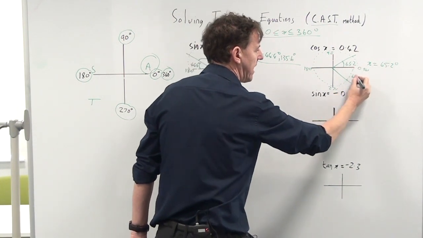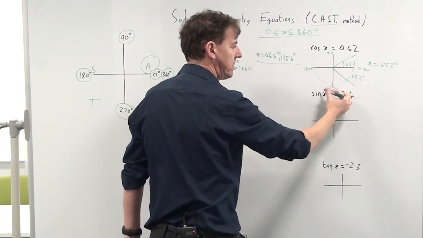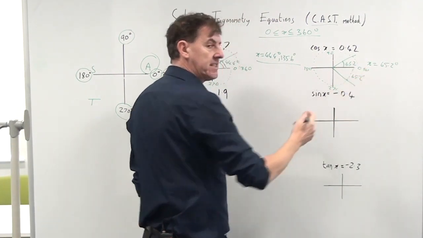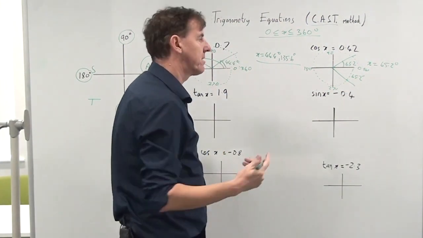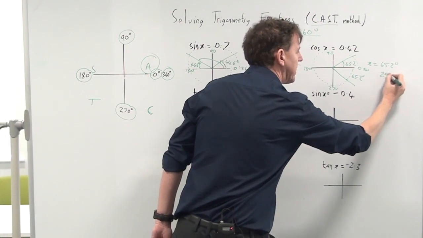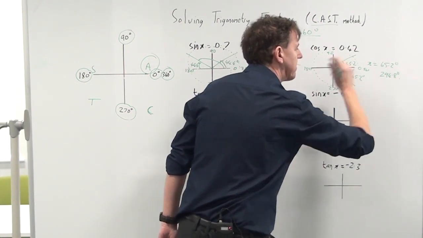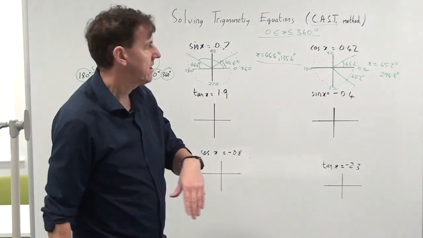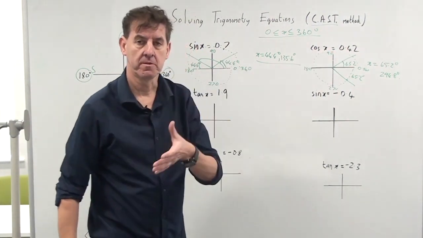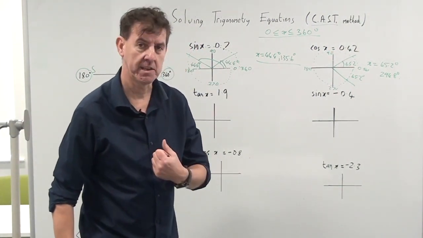So what do I know? I know that angle in there is 65.2 degrees. So I'm going to do 360, take away the 65.2 degrees to give me 294.8 degrees. Type them into your calculator, I guarantee it will equal 0.42. Remember, I'm rounding my answers to one decimal place.